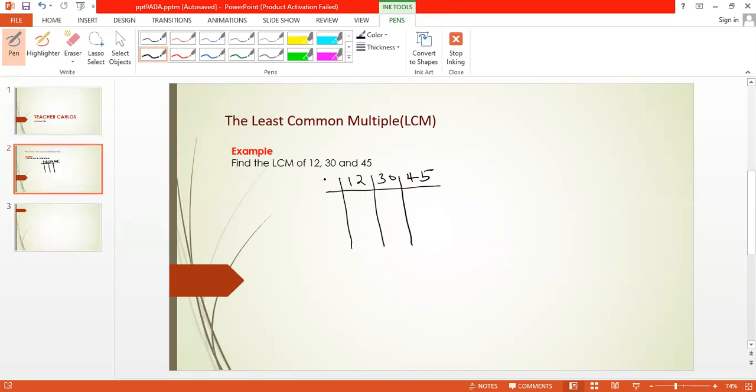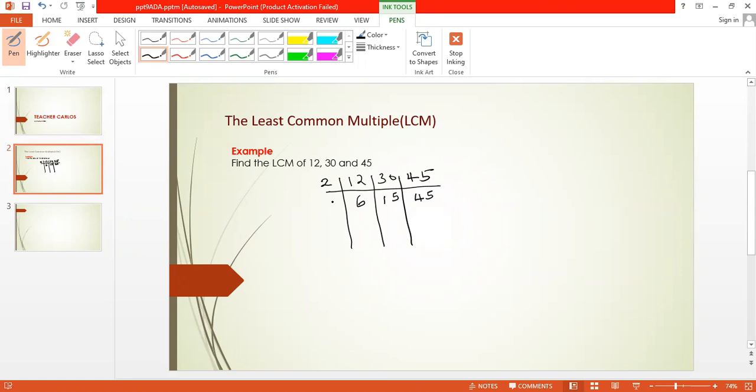We are going to start with the least prime factor. The first least prime factor that can go into 12 and 30 is 2. Because we are looking at the least common multiple, this factor should be able to divide at least one of the numbers that we have. So we have 2 going into 12, 6; 2 going into 30, 15. And 2 cannot go into 45, so we just retain the 45.